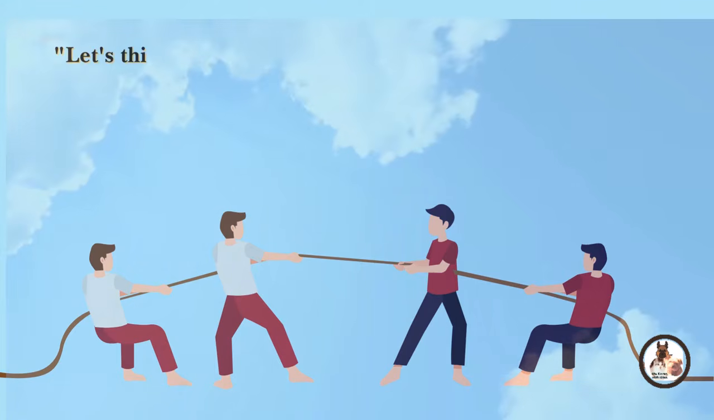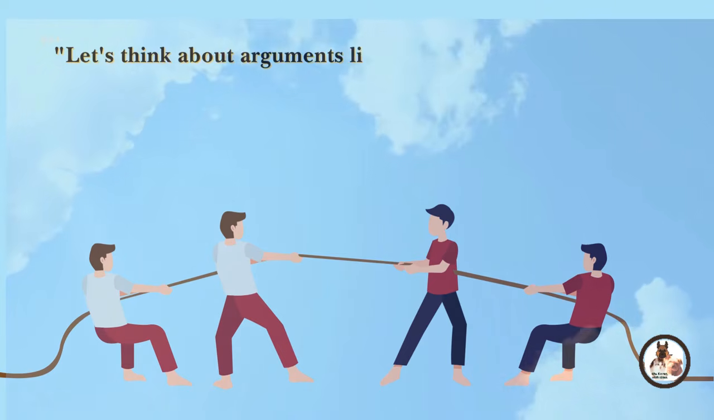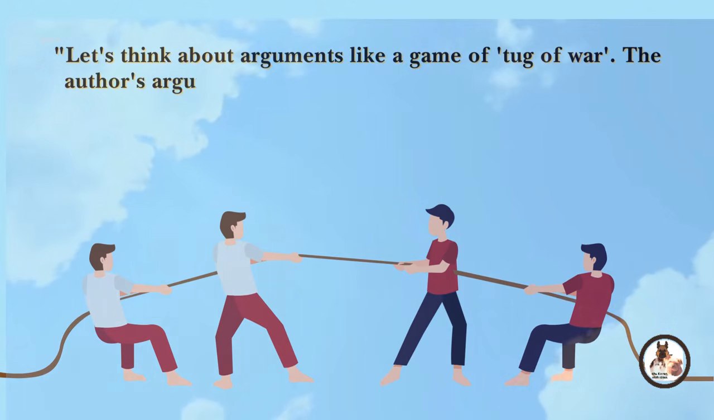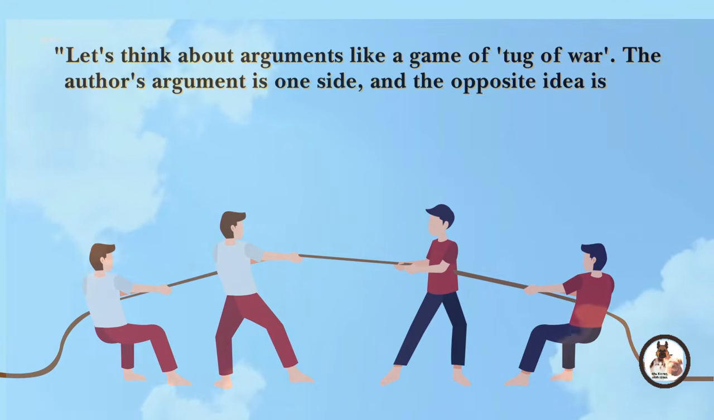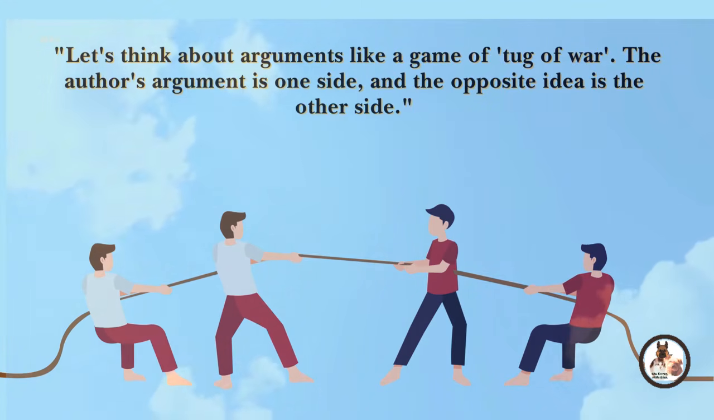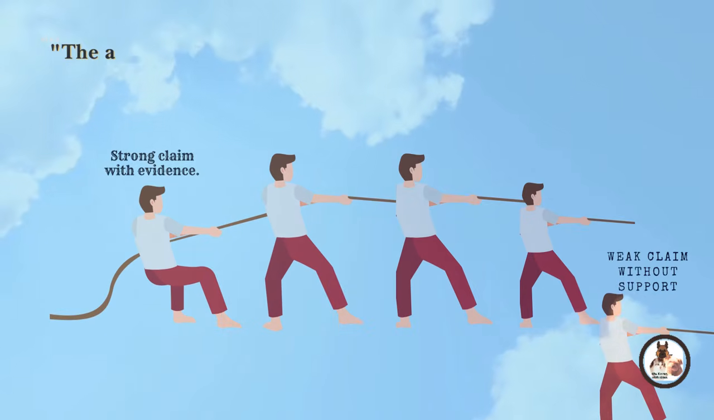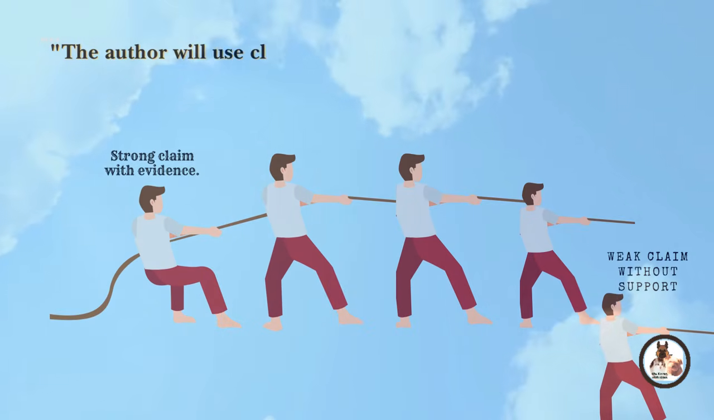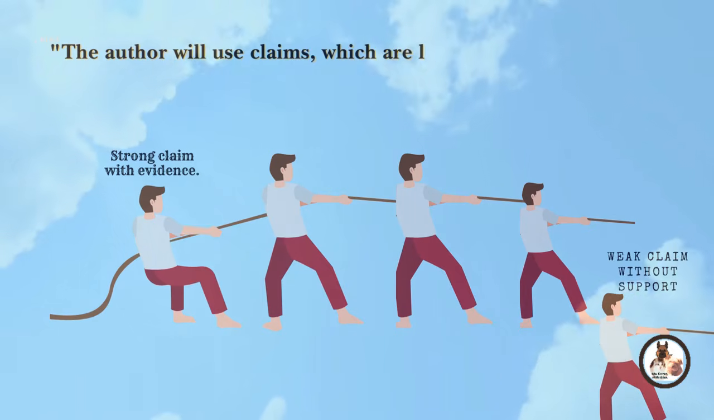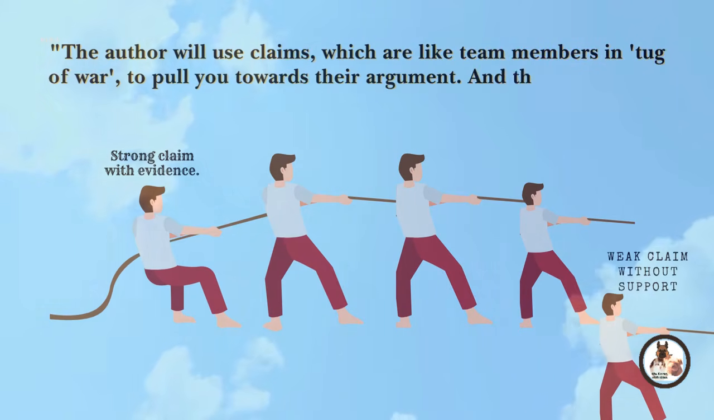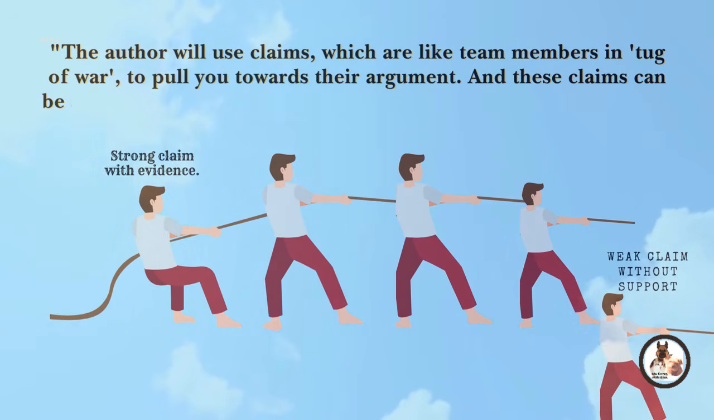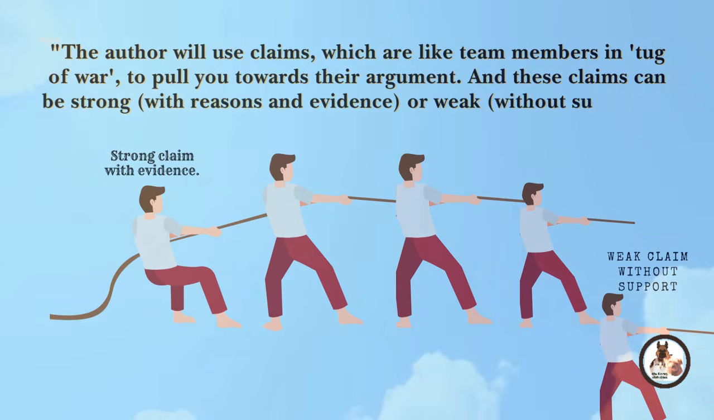Let's think about arguments like a game of tug of war. The author's argument is one side, and the opposite idea is the other side. The author will use claims, which are like team members in tug of war, to pull you towards their argument. And these claims can be strong with reasons and evidence, or weak without support.